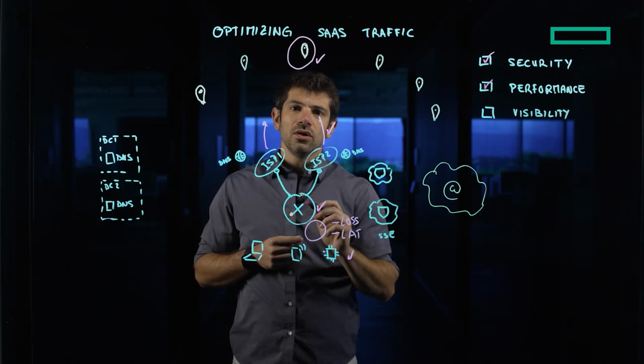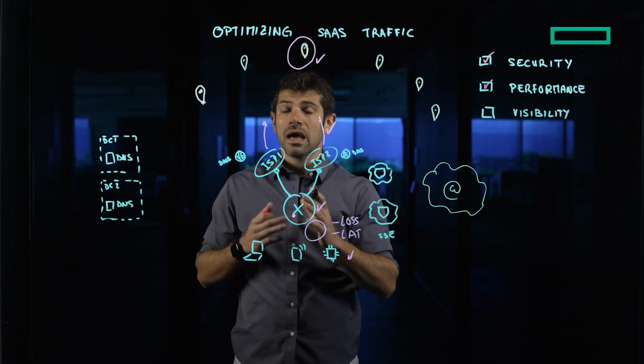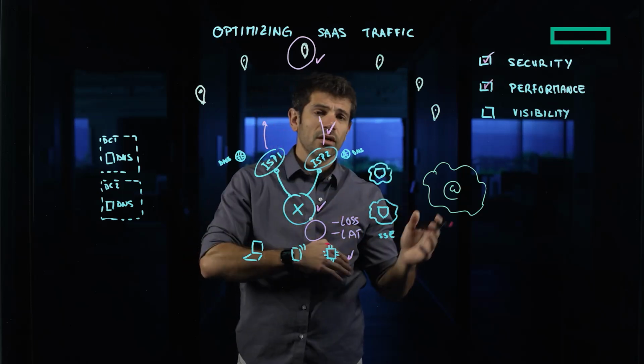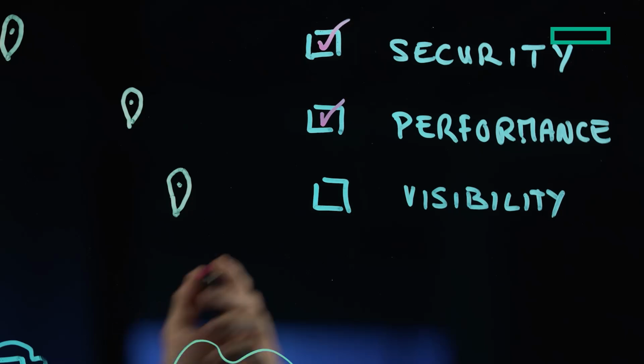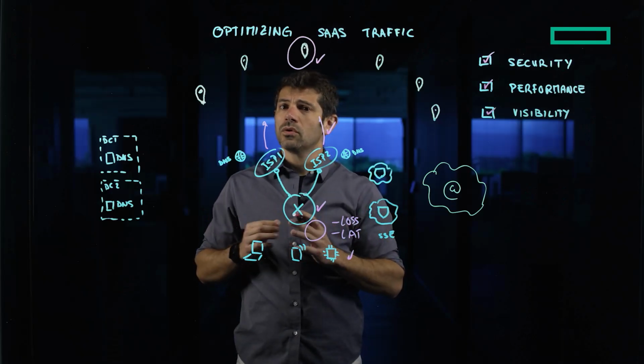Lastly, we're going to be observing the traffic as it goes through the network, and we're going to be measuring how it behaves in terms of bandwidth, in terms of loss, in terms of latency. Right? That will give us the right visibility to know when things are going well or when things are not going so well.